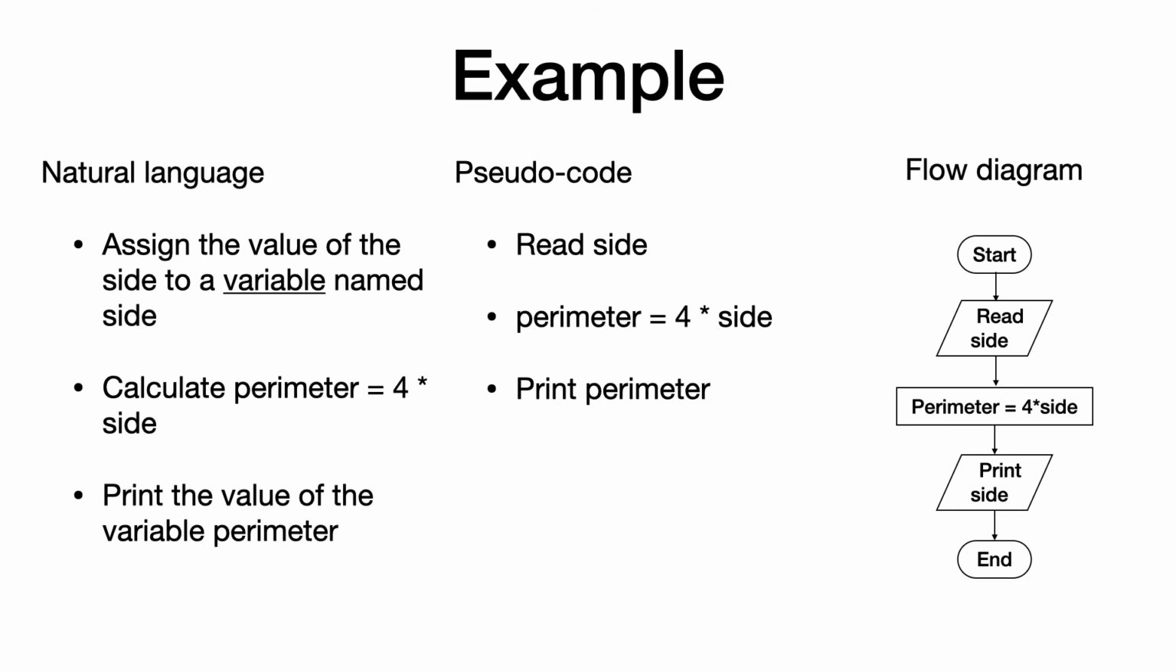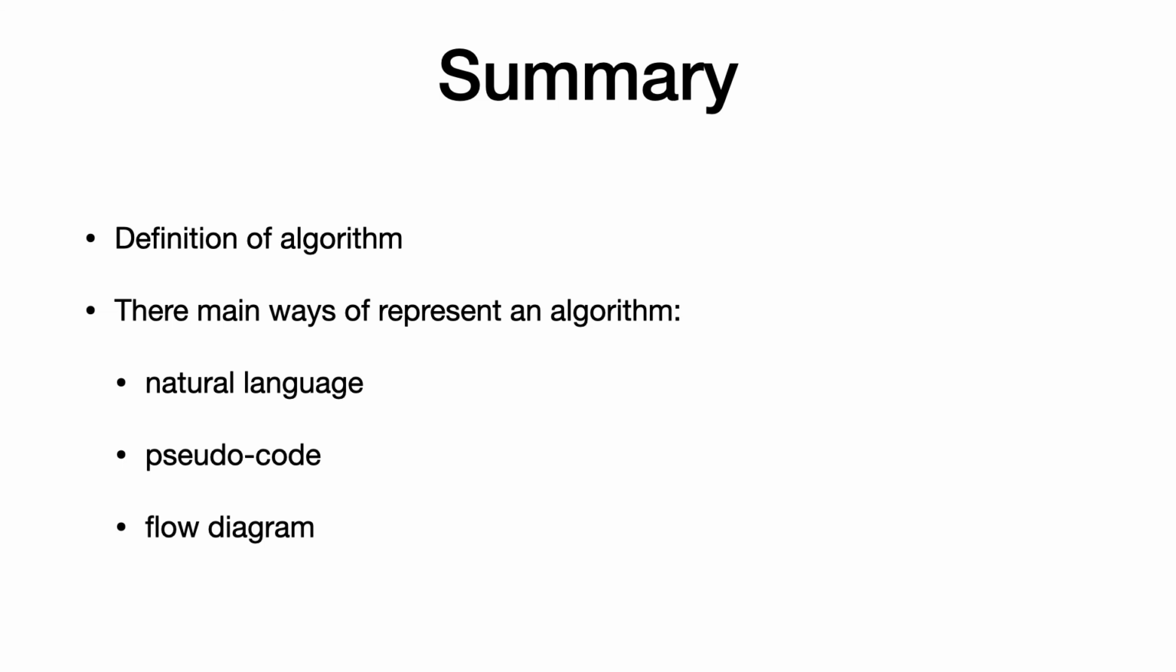In this lesson, we saw a definition of algorithm, and 3 main ways that we use to represent an algorithm, which are natural language, pseudo-code, and flow diagrams. You just must know that we don't use natural language to represent algorithms in programming. We mainly use pseudo-code. Flow diagrams are not used too much, but they help you understand how the flow occurs in an algorithm.